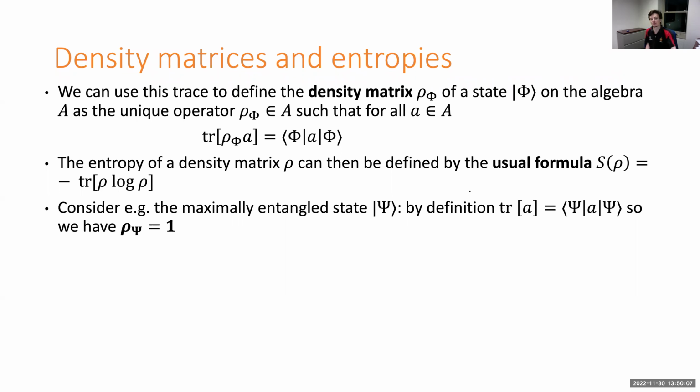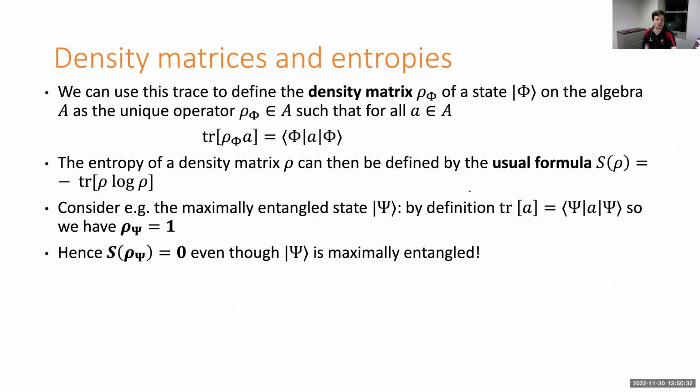So let's consider an example. Let's take this maximally entangled state, ket psi. By definition, the trace of A is equal to the expectation value of A. So that means the density matrix of this maximally entangled state must just be the identity. Note that unlike in a usual trace, where it would normally be the identity divided by the dimension of the Hilbert space, here it's just the identity. There's no other factor.